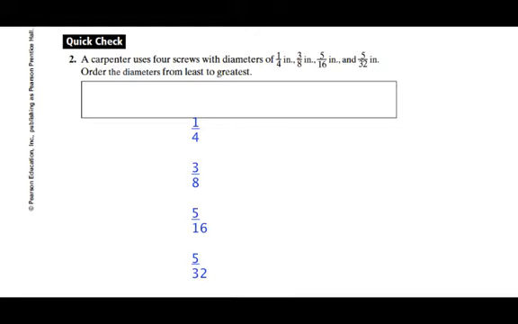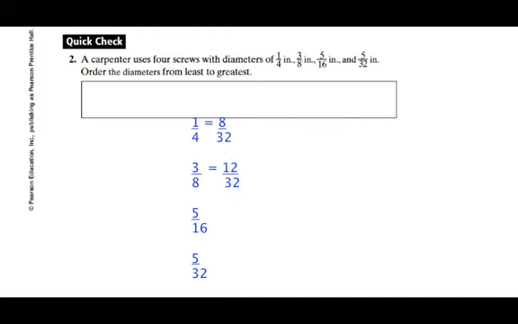So you're going to have to convert 1/4, 3/8, and 5/16 into a fraction over 32. For 1/4, you're going to multiply the numerator and denominator both by 8. So 1 times 8 is 8, and 4 times 8 is 32. That gives us our common denominator of 32.